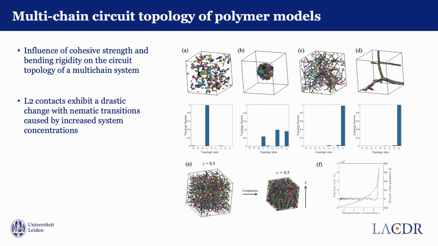Figures A to D show the snapshots of the chain system having different cohesive strengths and bending rigidities, and the effects on the circuit topology fractions are shown below.